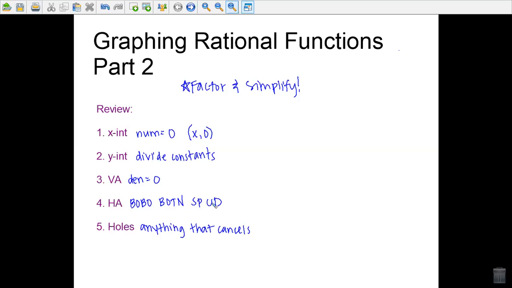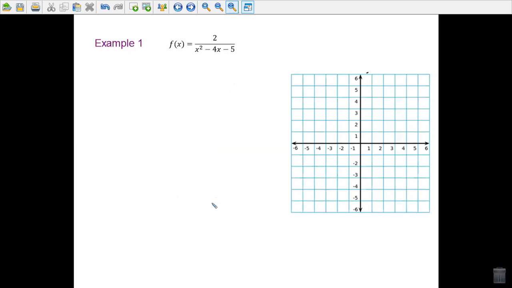All right, so we got 3 examples we're going to power through. The first one, right, we got 2 over x squared minus 4x minus 5. The first thing we're going to do is factor. Okay, the top, we can't do anything. 2 is as simple as it gets.